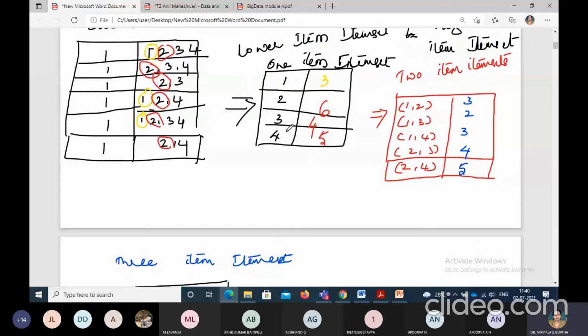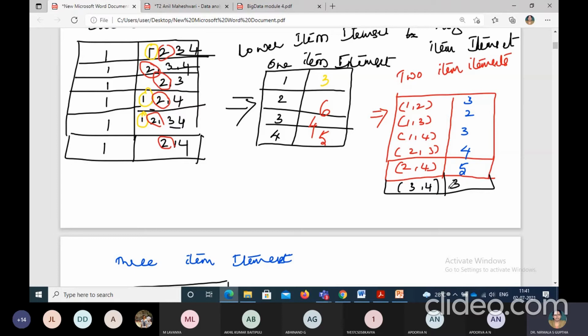So 1, 2, 1, 3, 1, 4, 2, 3, 2, 4. Here we missed something. What is that? So 3, 4 we missed. So 3, 4 also we are supposed to do. So 3, 4 is 1, 2, 3. Okay. So 3 is the answer.